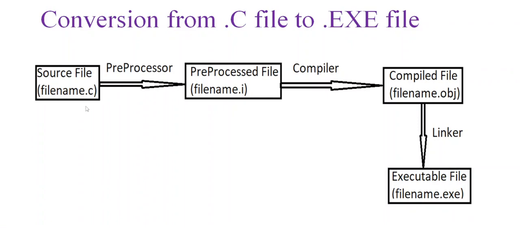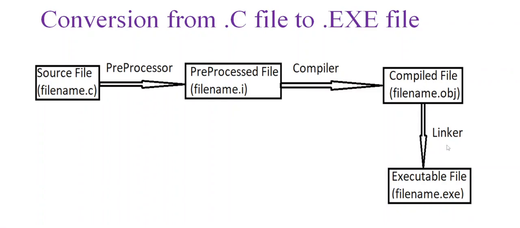You take any C file, say filename.c, which is called a source file. First preprocessing is done. After that you get what is called a preprocessor file, which has the extension .i. The source file has the extension .c, whereas the preprocessor file has the extension .i. This preprocessor file is then given as input to the compiler, which converts it into what is called an object file. It is the result of the compilation process.